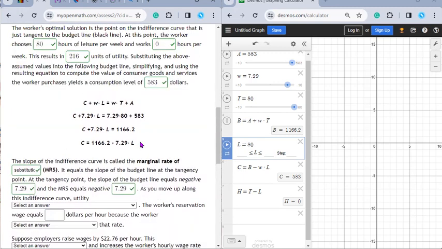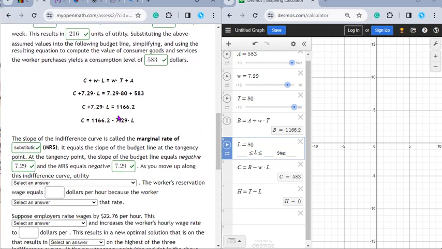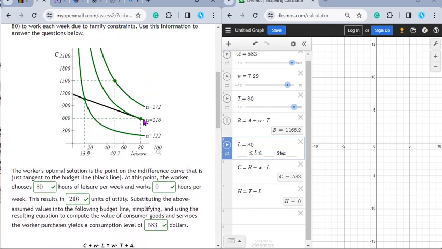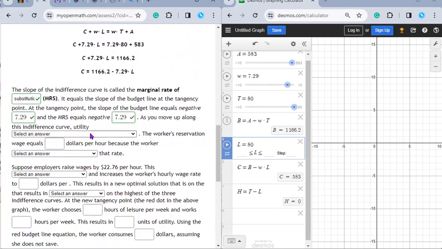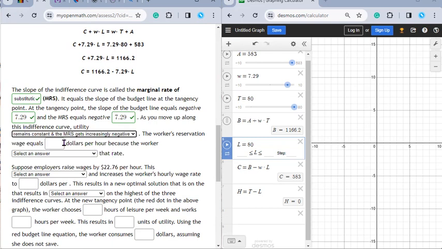Now, as you move up along the indifference curve, what's happened to the marginal rate of substitution? What's happened to the slope? It's getting increasingly negative. Meanwhile, utility is 216 here, utility is 216 here. So utility is remaining constant along this indifference curve, but the MRS is getting increasingly negative as you move up and to the left along it.